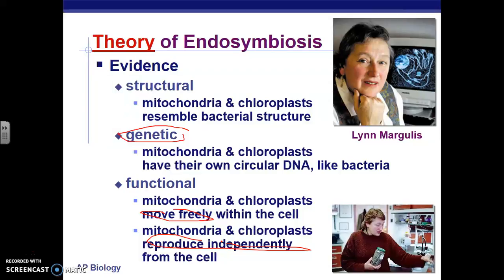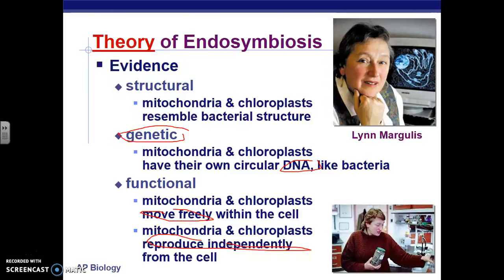So the forms of evidence are, again, the fact that they look like or resemble bacteria. They have their own membrane or lipid bilayer. They have their own DNA. And they're able to both reproduce and move freely without the help of the cell.